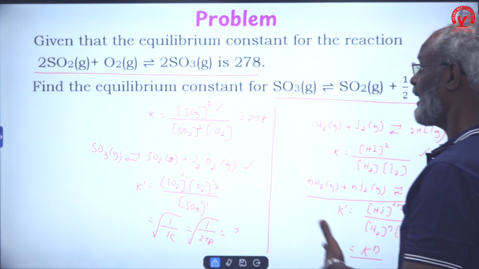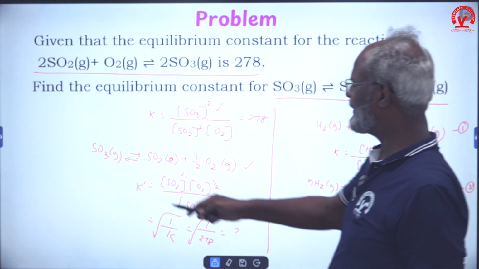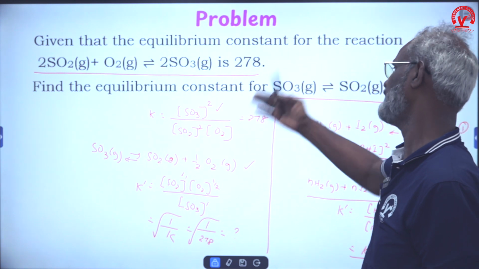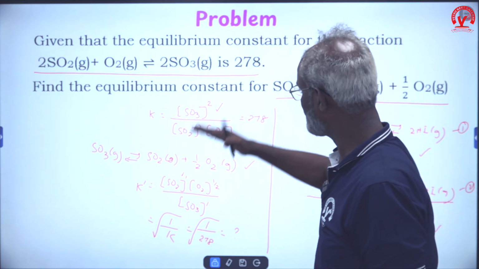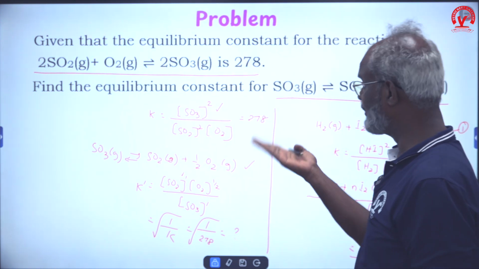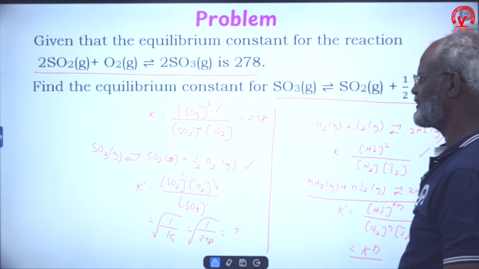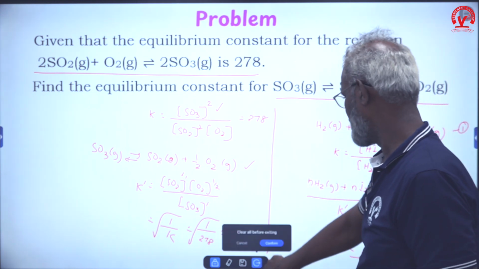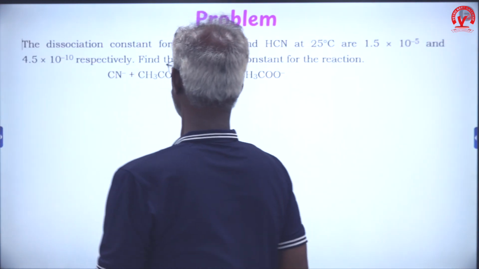So like this, algebraically, if you multiply an equation by 2, then the equilibrium constant expression is raised to power 2. Divide by 2, power 1 by 2. If you reverse, it is the reciprocal. So I think you can see and clearly understand that. Okay, right. So now we will do one more problem.